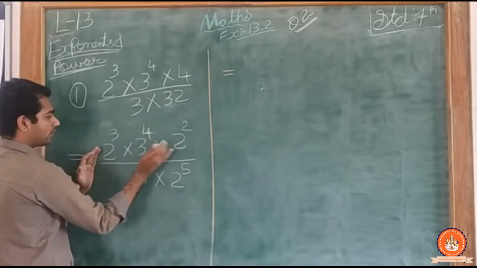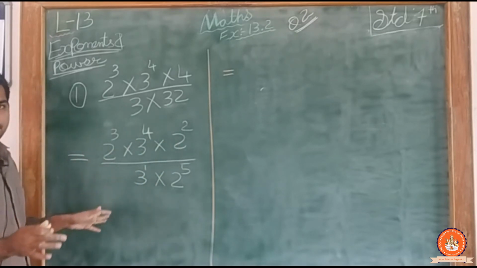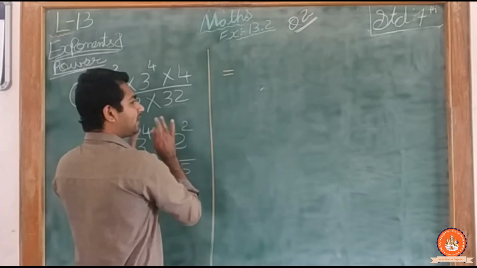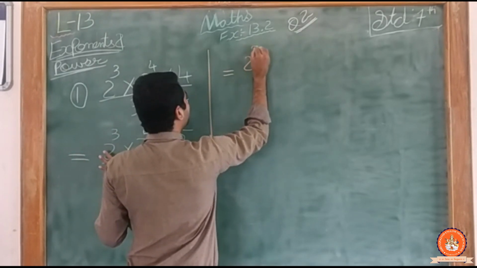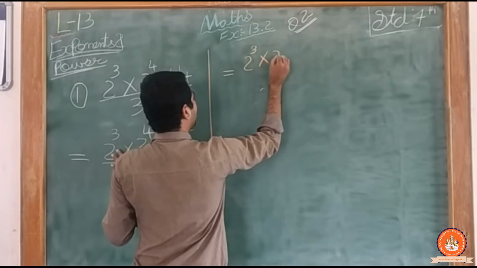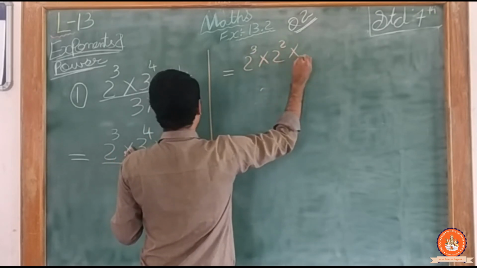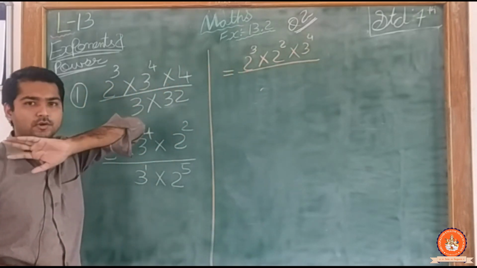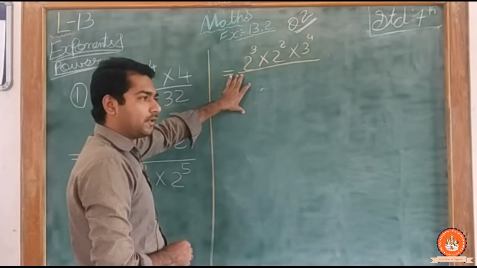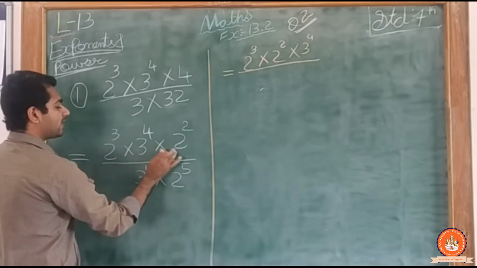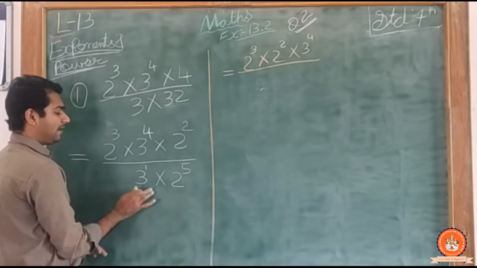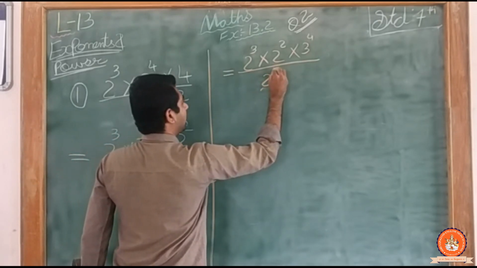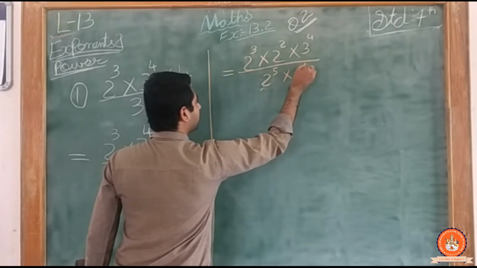Now further solving this, I will take similar, same bases with each other. So I will write 2 raised to 2 here and 3 raised to 4 here. I think you don't have any problem, because there is a multiplication sign, I can interchange any term. So it becomes 2 cube multiplied by 2 raised to 2 multiplied by 3 raised to 4. I only interchanged the numbers. Similarly, I will do here also: 2 raised to 5 and 3 raised to 2, 2 raised to 5 multiplied by 3 raised to 1.